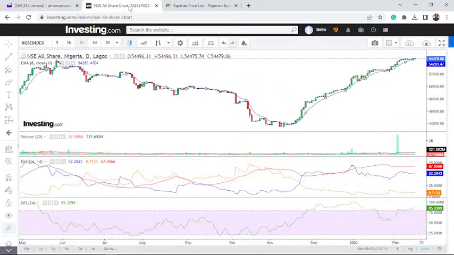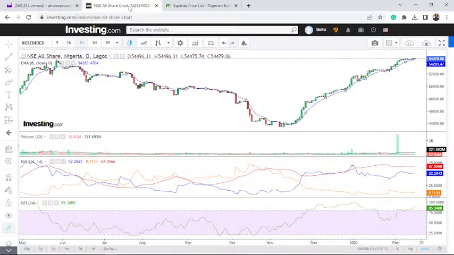Then if you look at volume, you can see that banking or financial stocks dominated the activity chart today. We're seeing that GTCO is leading, trading at 25 naira 15 kobo, with 27.1 million shares traded so far, followed by UBA trading at 8 naira 40 kobo.